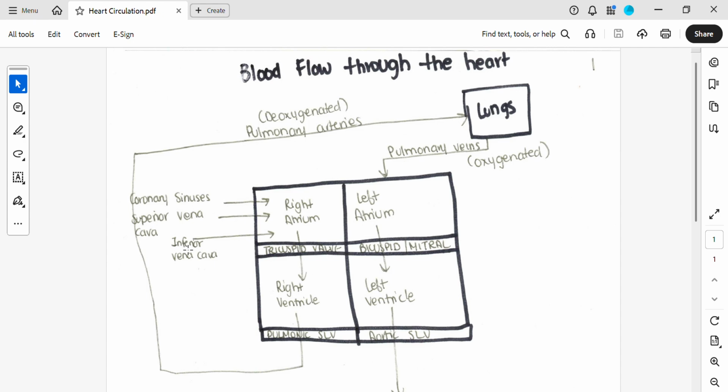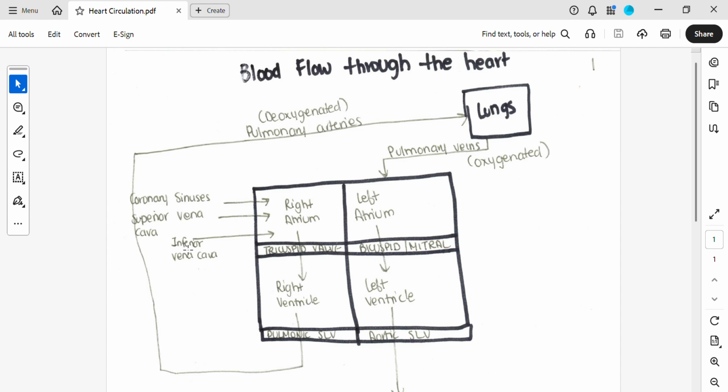So once the blood is coming to the right atrium, slowly the pressure in the right atrium increases with all the blood coming in. The increase in the pressure leads to the opening of the tricuspid valve. And once that valve is opened, it allows one side flow of blood from right atrium to right ventricle. So about 70% of the blood is just flowing into the right ventricle.